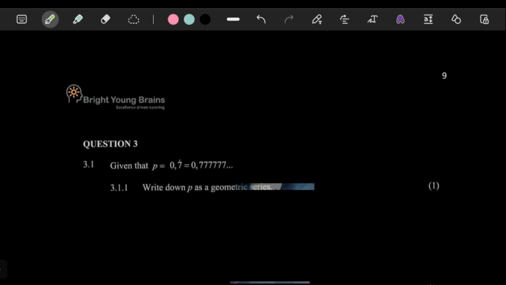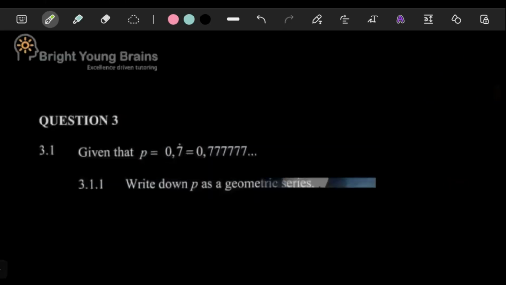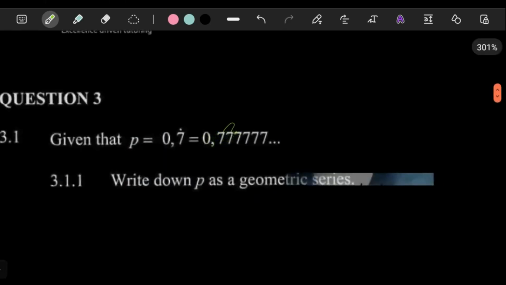So writing this as a geometric series, what you can keep in mind is how you see here, this is 0.7 and another one and another one. So you can think about the kind of sequence you would have. It would need to start with 0.7, but then the next term would need to have another 7 here, right? So you need to add 0.07.